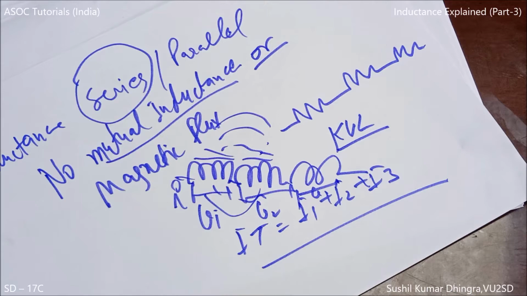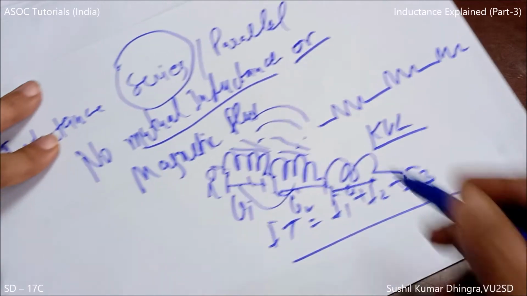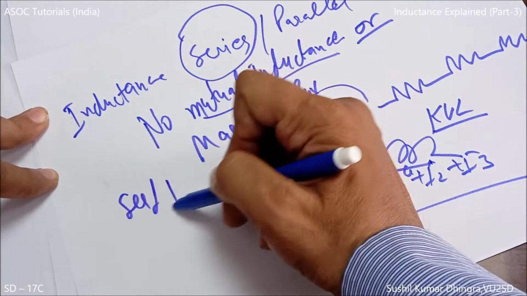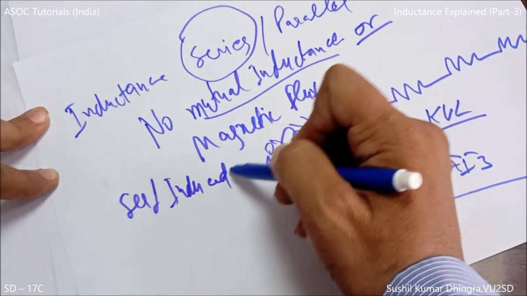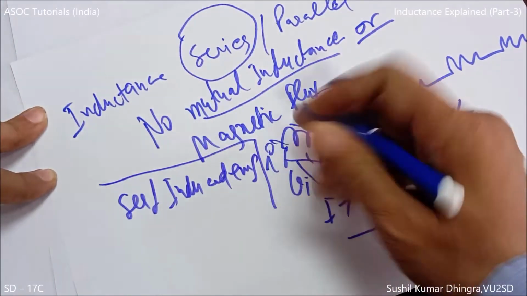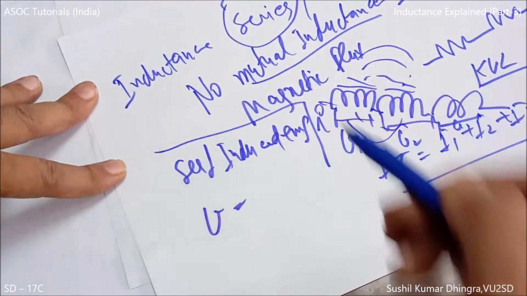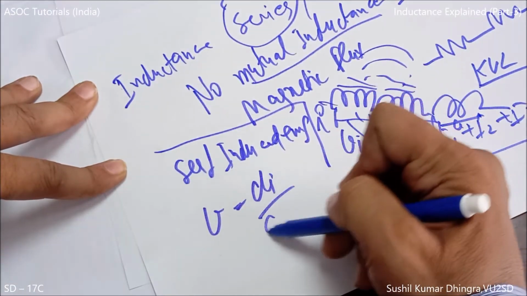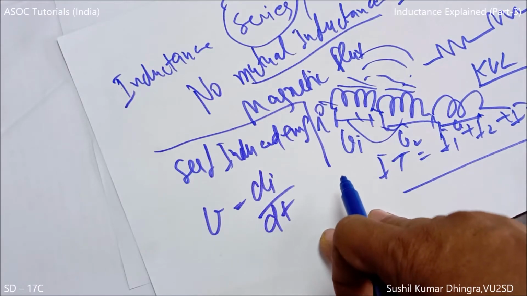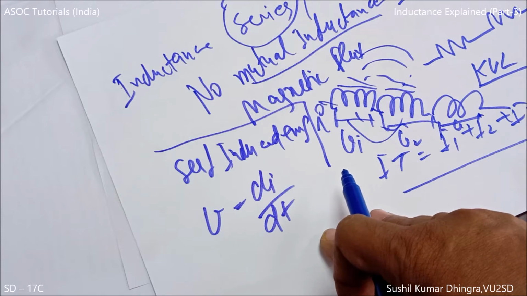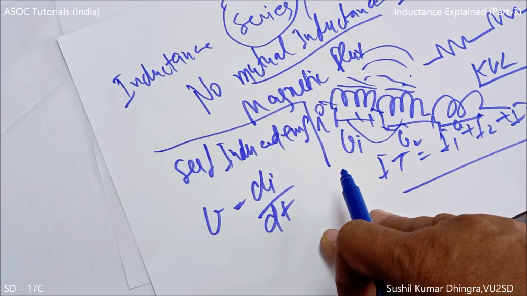Here you also have to understand the self-induced EMF. Self-induced EMF across an inductor is given as V is equal to L di by dt. I am not going into detail here because it is not required in the ASOC examination, but higher level students know it. So stopping this topic derivation here, I am continuing.